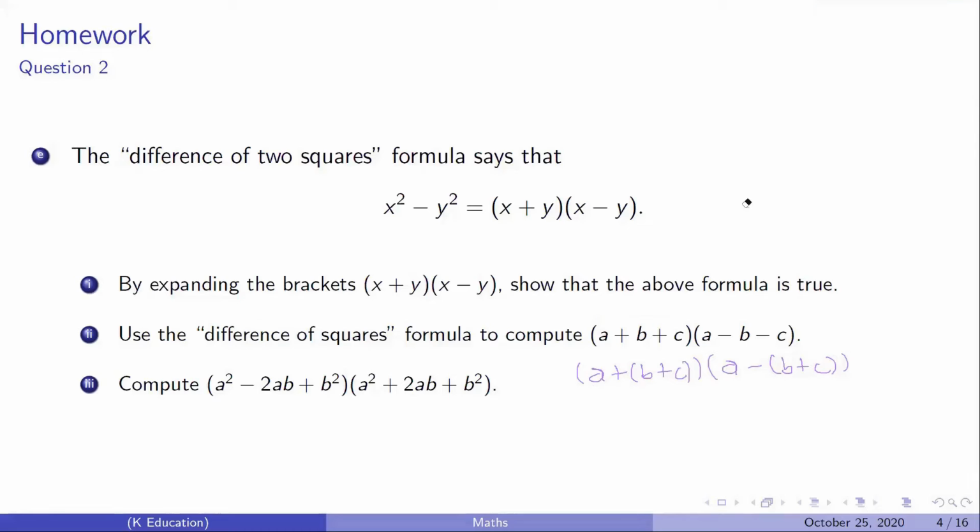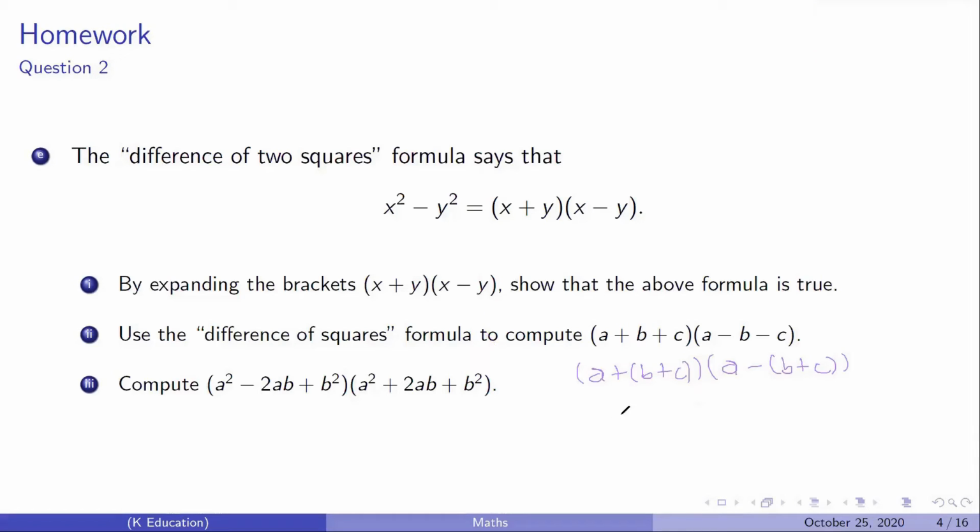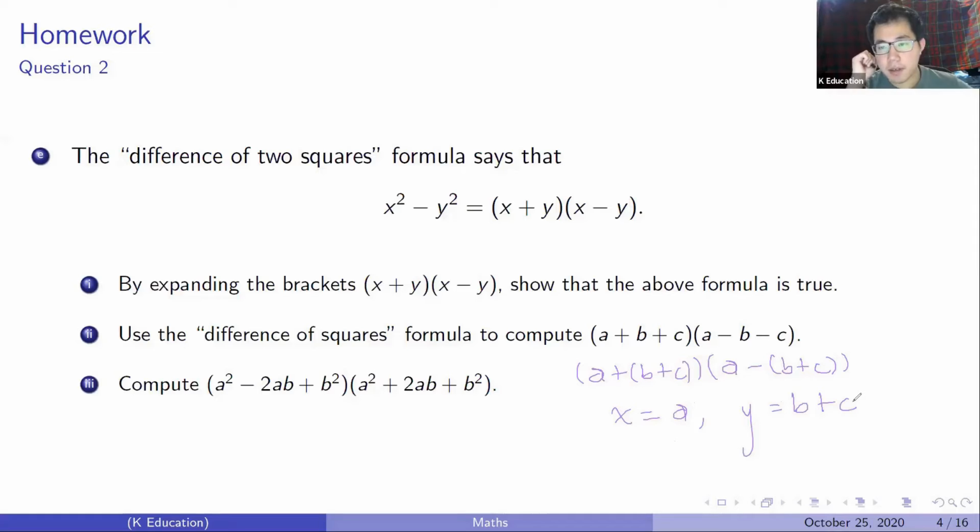Yeah. Okay, so what's the way to do it using the difference of two squares formula? So again, how does this relate to this, basically? That's what I'm asking. It's the same as a plus b. So what then is x and what is y? X is a, and y is b plus c. Okay, right, exactly. And then if you had to use the difference of two squares formula, how would you expand this out? What does it become?